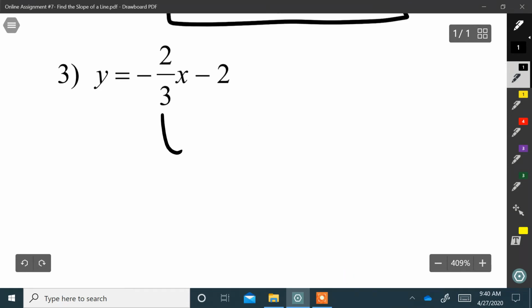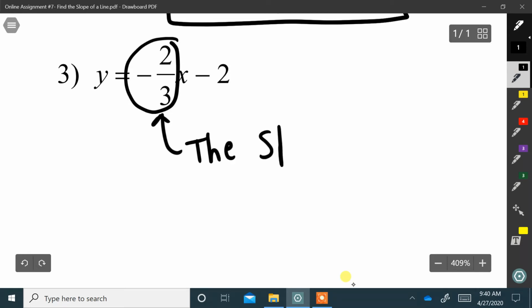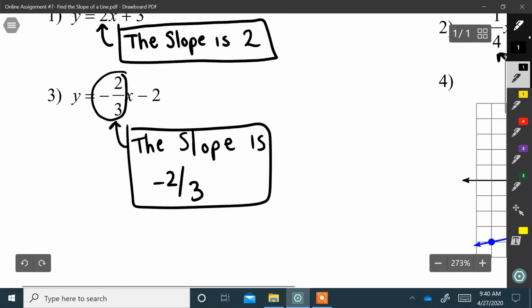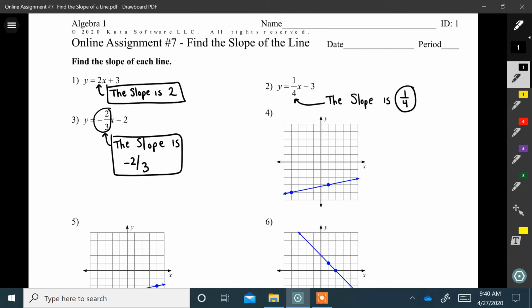Now look at this one here. We have a negative slope. I'm going to talk a little bit more about that. The slope is -2/3. So those are the easy problems for you to do. You know, that didn't take me more than a minute. And it's probably going to take you a minute as well to do. So guys, I'm just giving you easy stuff so you can do them.